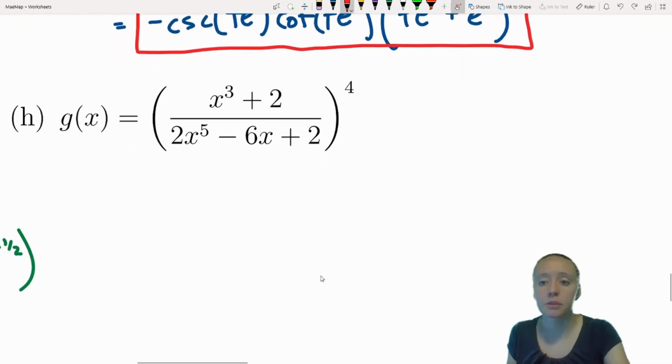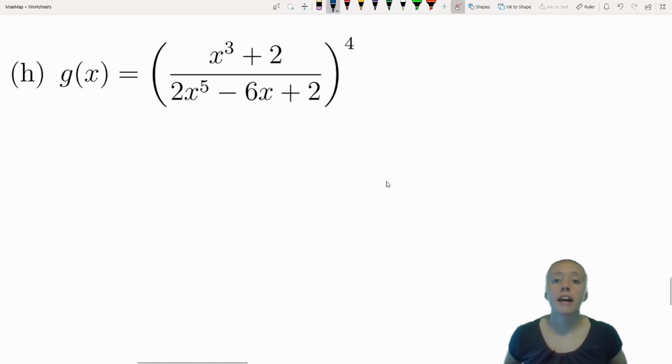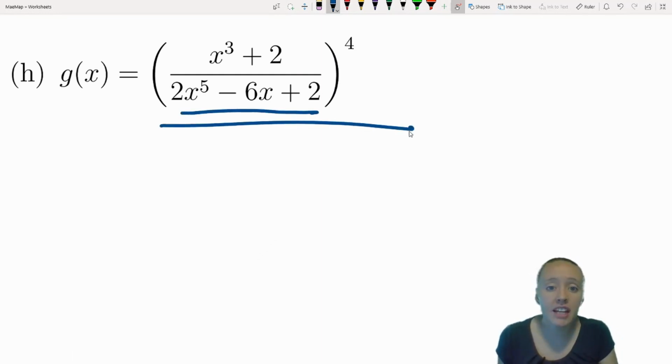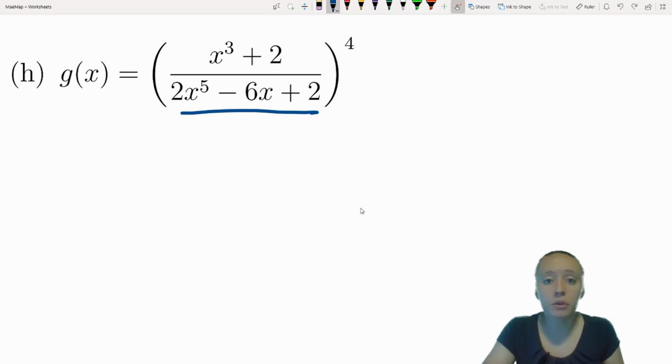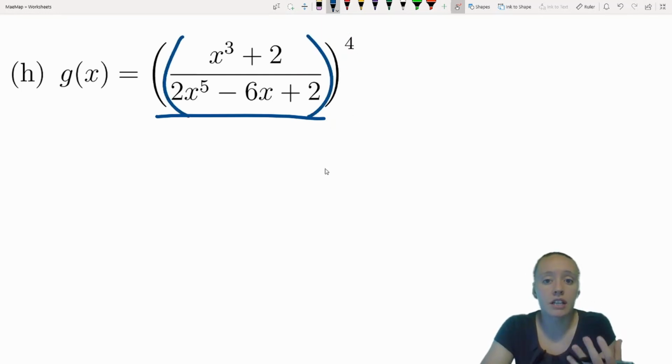And lastly on this worksheet, we have g of x. We're going to find the derivative of x cubed plus 2 over 2x to the 5th minus 6x plus 2, all raised to the 4th. So this is actually going to be a quotient rule within a chain rule, because our outermost function is something raised to the 4th, but our innermost function is going to require a quotient rule to take the derivative.